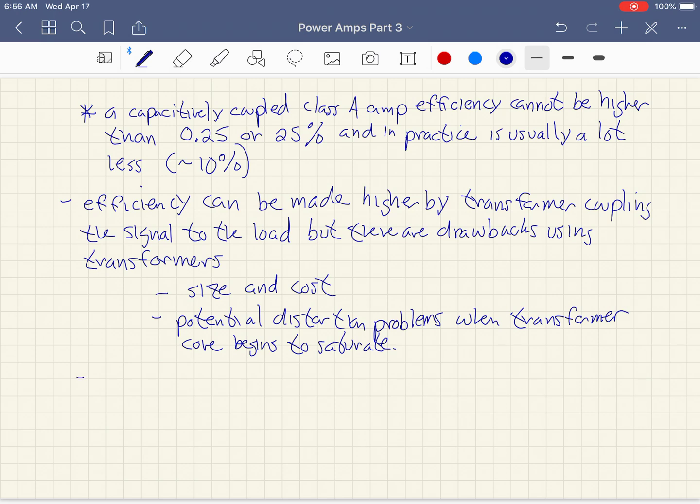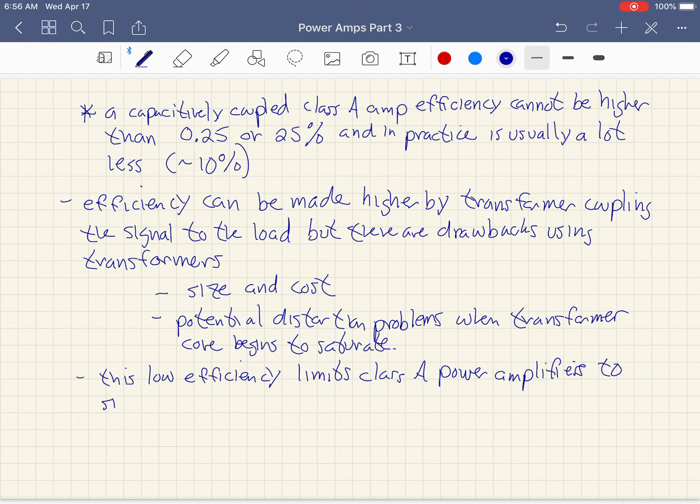So why don't we say this? This low efficiency limits Class A power amplifiers, let's say, to small power applications that require only a few watts of load power.